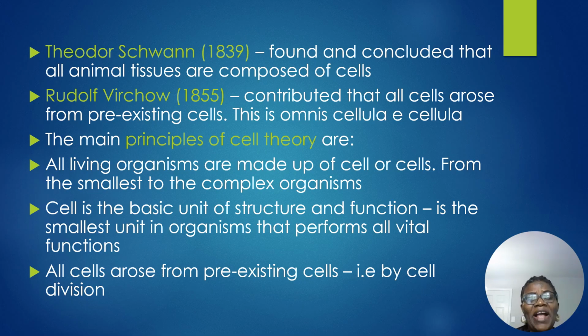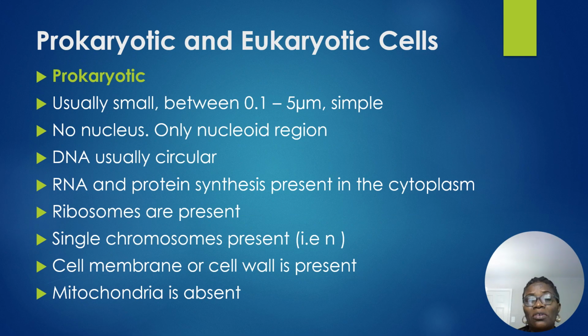Now we're going to look at two main types of cells. All the cells in all the organisms could be described or divided into two categories, and we're going to look at the basic features of each of these types of cells. The two types of cells are prokaryotic and eukaryotic cells. So we're going to look at the features or characteristics of prokaryotic cells.